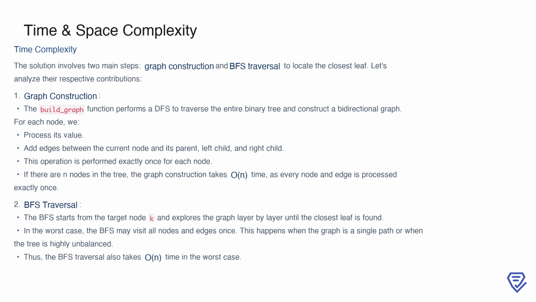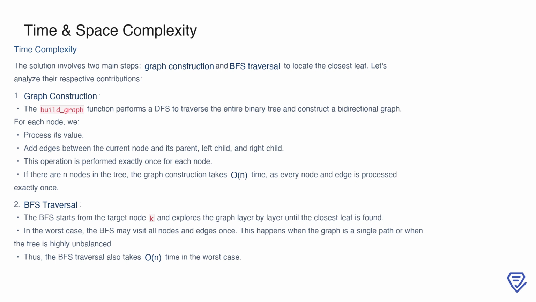In this problem, we have two main steps that contribute to the time complexity: graph construction and BFS traversal. First, during graph construction, we use a depth-first search to traverse the entire binary tree. For each node, we process its value and add edges between the current node and its parent, left child, and right child. Since we process each node and edge exactly once, the graph construction step takes O(n) time, where n is the number of nodes in the tree.